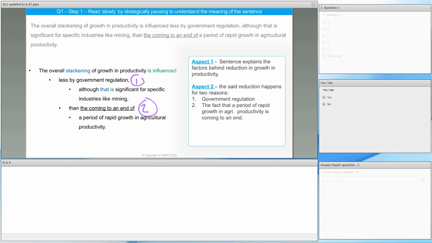Okay, so that's all pretty clear. The majority of this is falling in my non-underlined portion of the sentence. The last piece I have to pull together is the stated comparison, which we have less by government regulation than the coming to an end of a period. So now I know that my second reason actually carries a little bit more impact or more weight than my first reason. Okay, so the meaning seems clear.